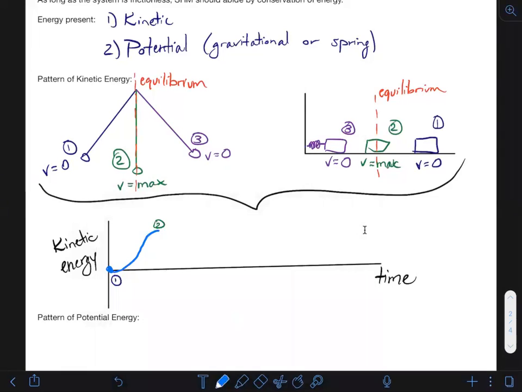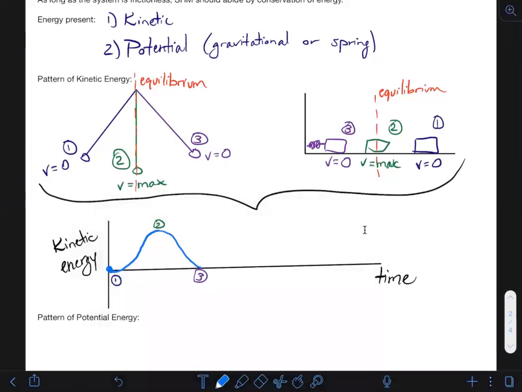And as soon as we pass through position 2, it's going to go back down, down, down. Why is it going back down as we head towards position 3? Well, that is because at position 3, we stop moving yet again. So our kinetic energy has to go back to 0 by the time we are located at position 3.